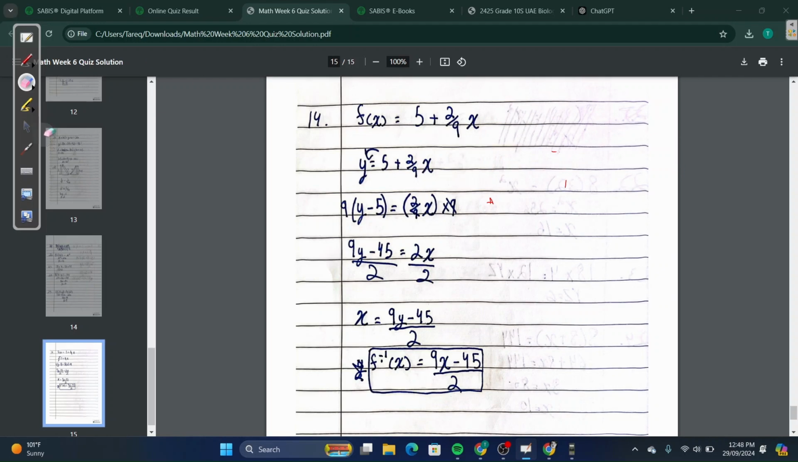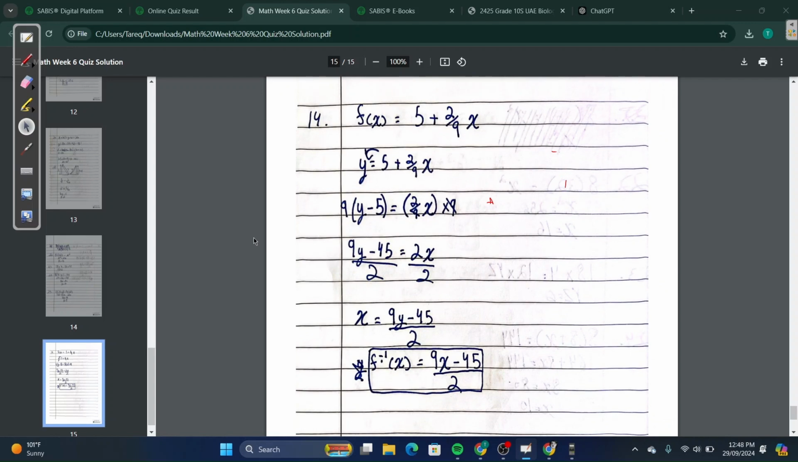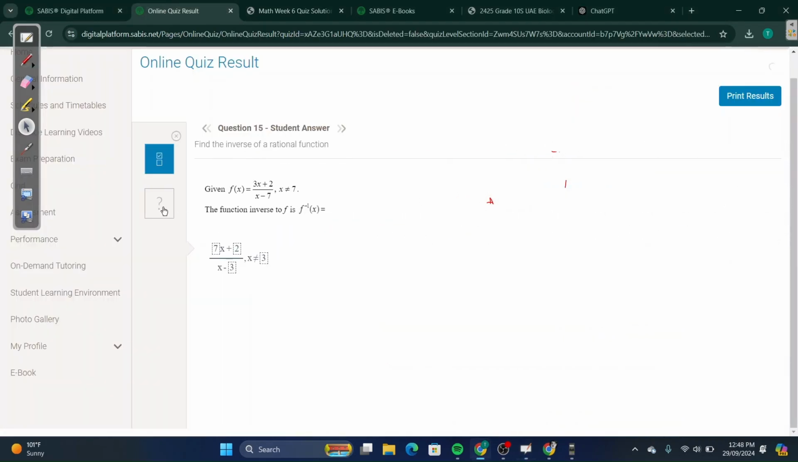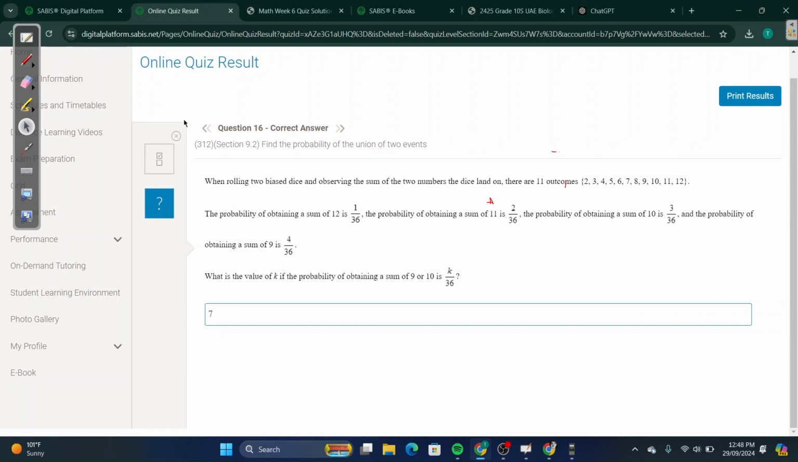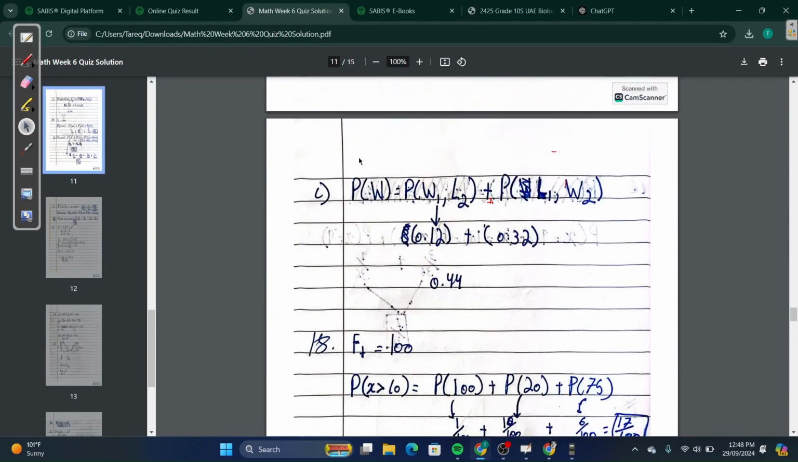Okay, so this is your final answer right here. If you want to look at it better, it's on the PDF, last page. We're at question 15. Another inverse question. I'm going to skip it. Find the probability of the union. So that's question 16. Okay, so where's question 16? All the way up here, you know.